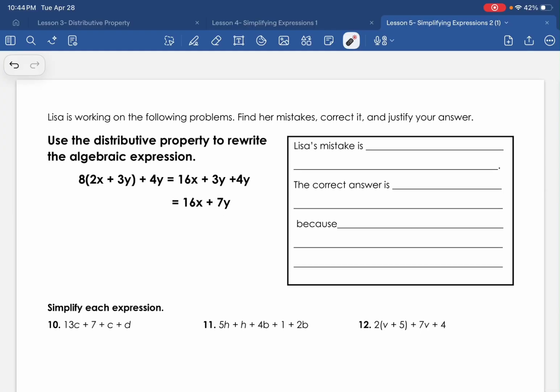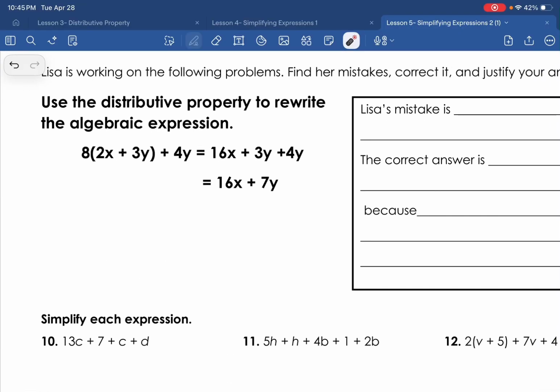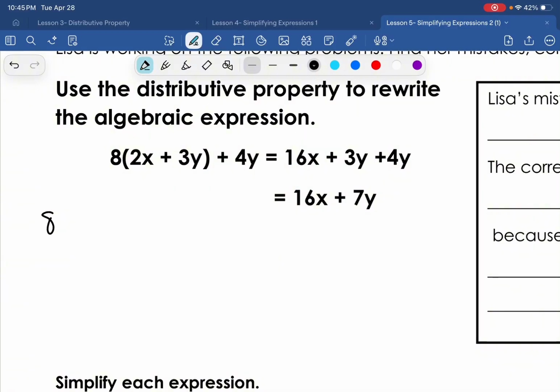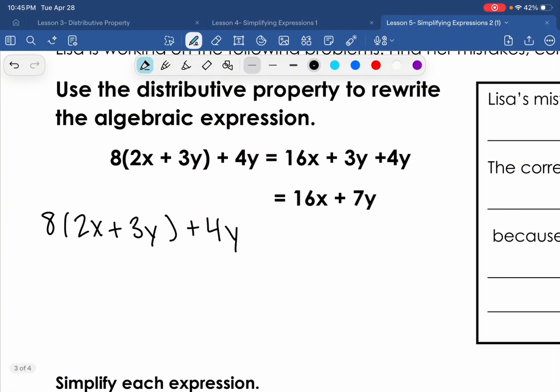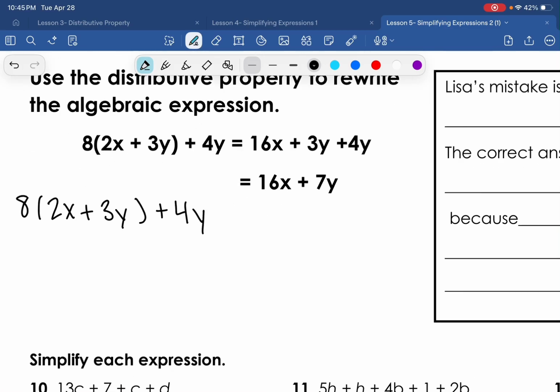Okay, Lisa is working on the following problems. Find her mistakes, correct it, and justify your answer. Okay, so what we need to do first is rewrite the equation. We need to write the right equation down. Okay, so we have 8 times 2x plus 3y, plus 4y. All right, so we need to write the expression down, and then we're going to solve. So let's solve it on our own first.